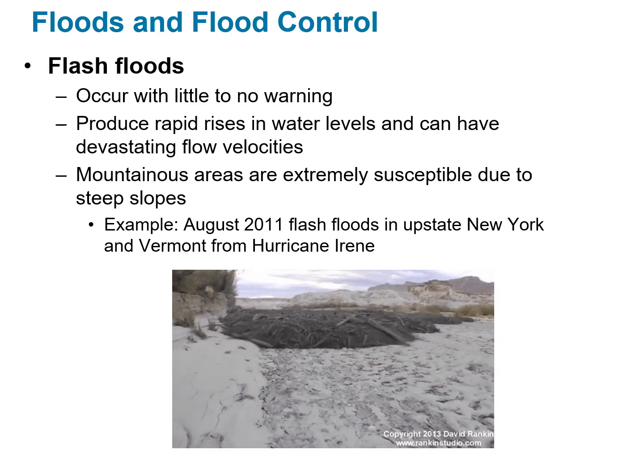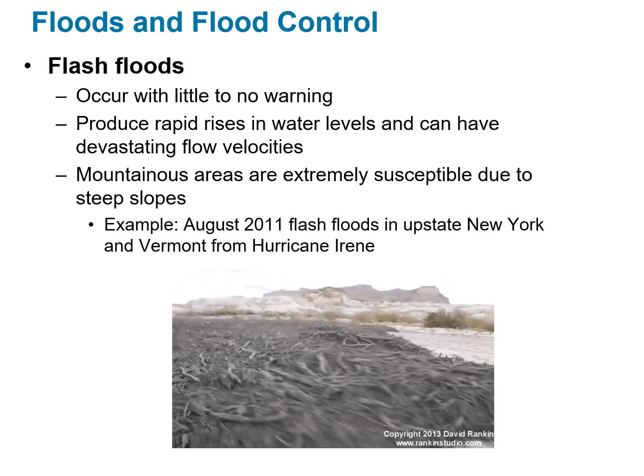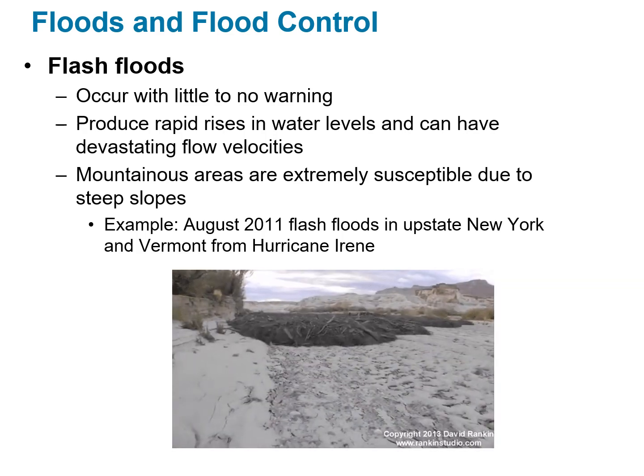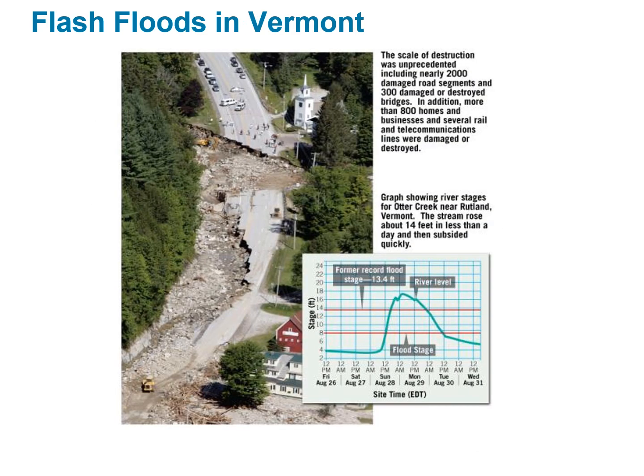In 2011, there was a flash flood in New York and Vermont as a result of Hurricane Irene. And look at this damage. Right? Imagine if I-4 sustained damage like this. How many decades would it take them to fix that? It'd be ridiculous. But here's an example. Look at this. Flash flood caused all this damage to this road. Nearly 2,000 damaged road segments, 300 damaged bridges, and 800 damaged homes as a result of this flash flood.